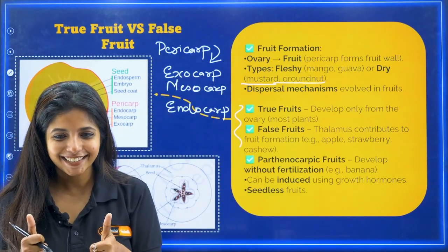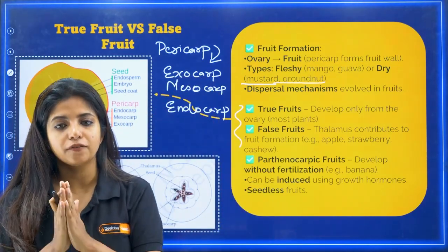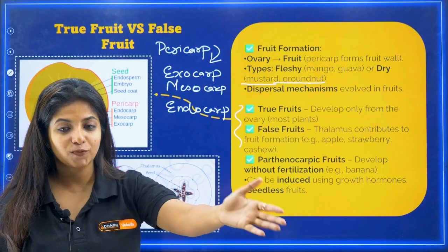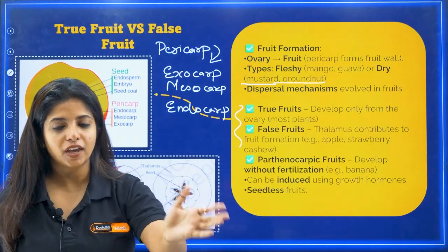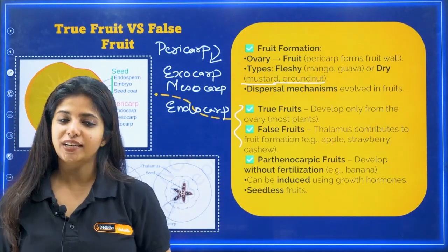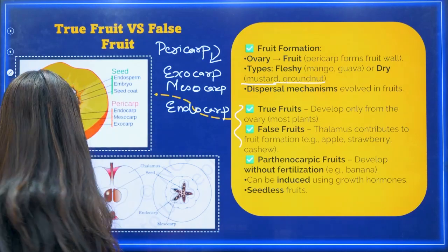Okay, done. So that is about parthenocarpic fruit. So we studied about seed, we studied about fruit, we have true fruit, we have false fruit, we have parthenocarpic fruits as well. Now, we are going to go on.